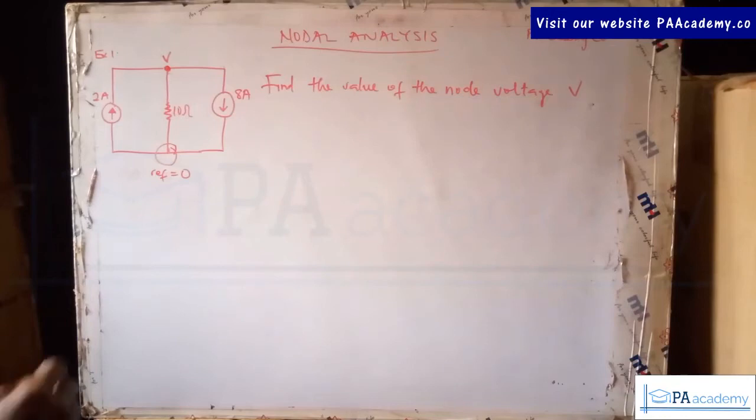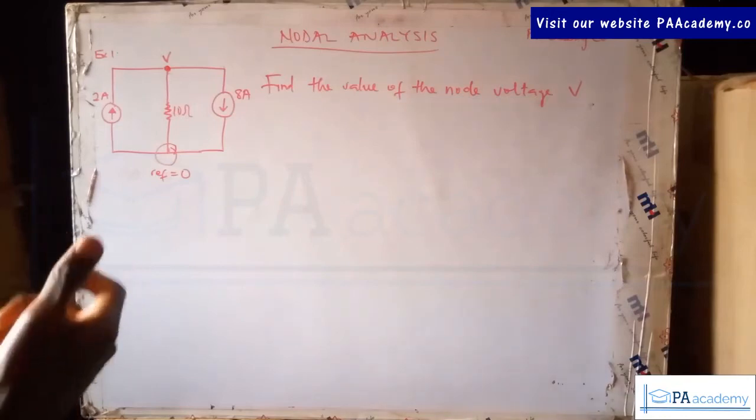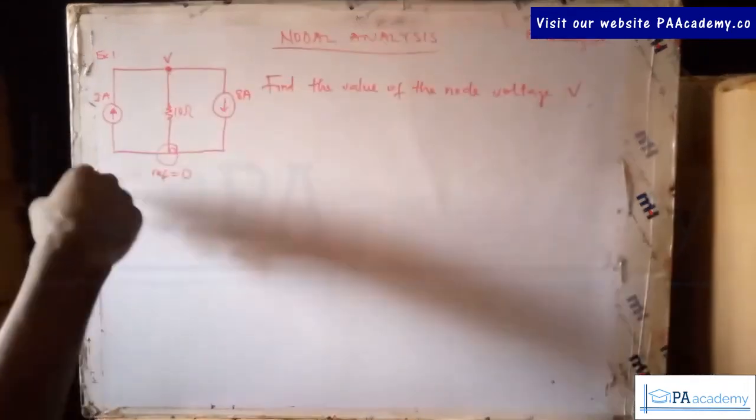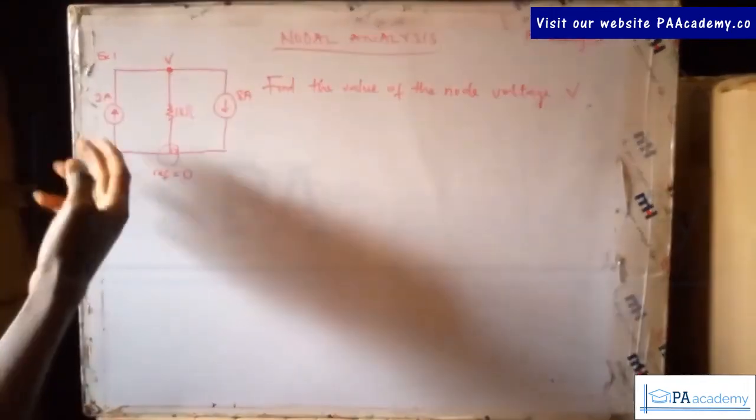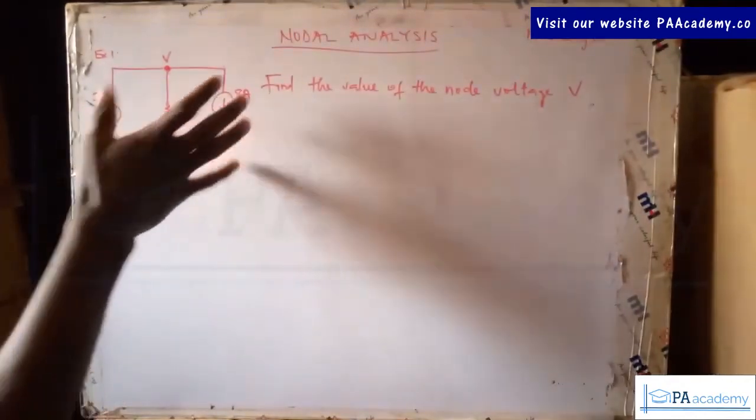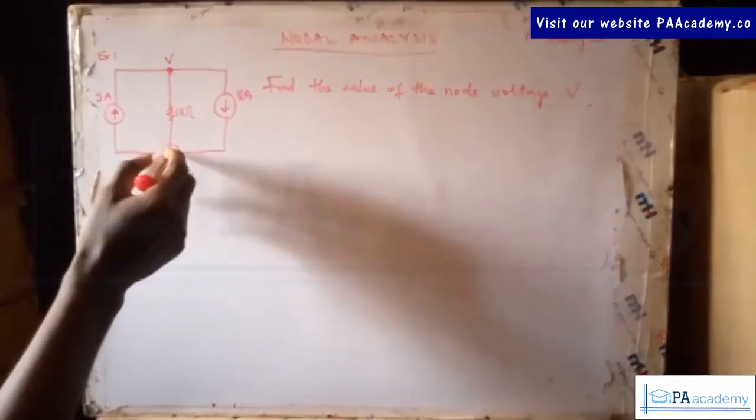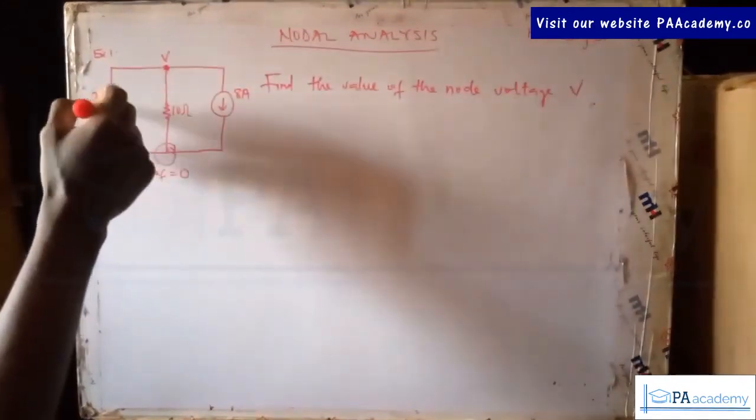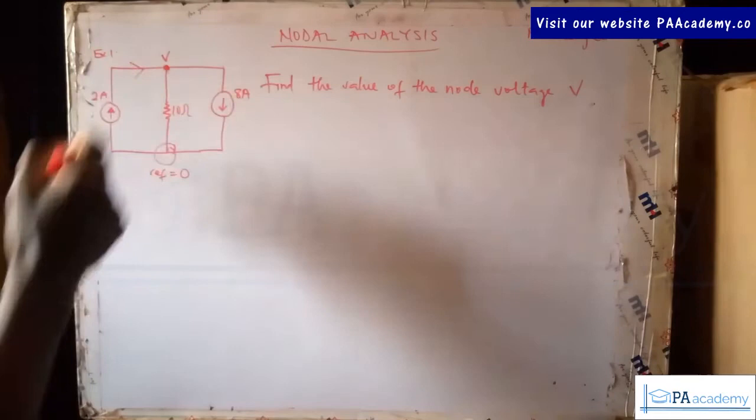The next thing is to pick your current direction. For example, in this circuit, you already have a current source like this with its direction. So we can decide to follow the direction that they have. So let's say from this node down here to this other node, let's follow this direction. Let's say it's going in this direction.